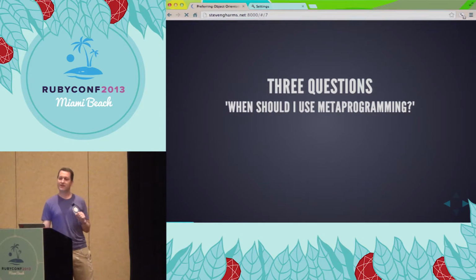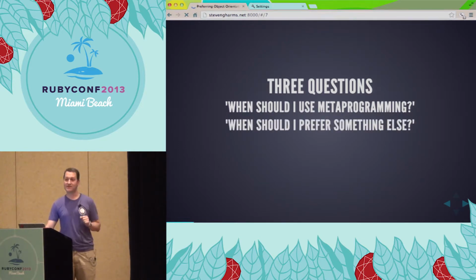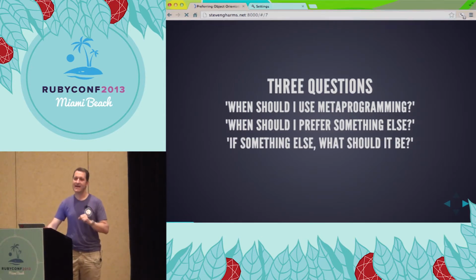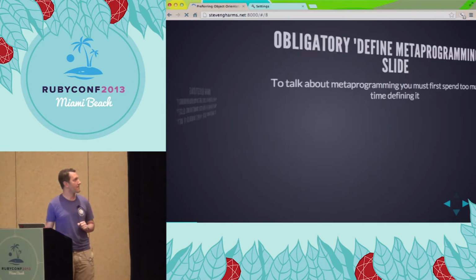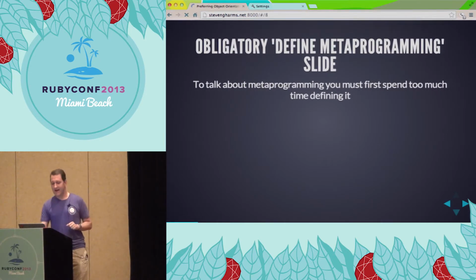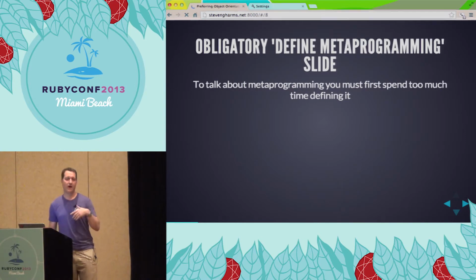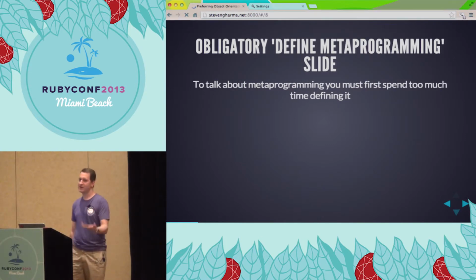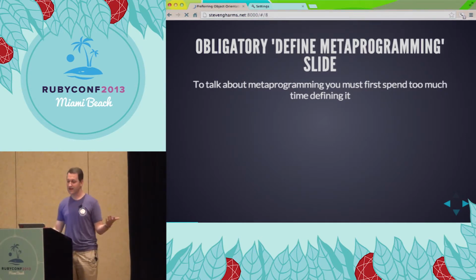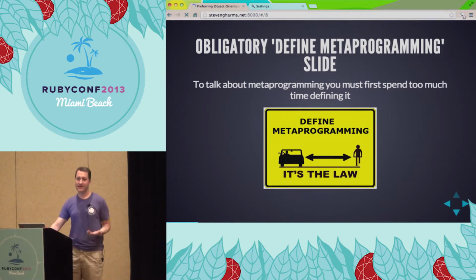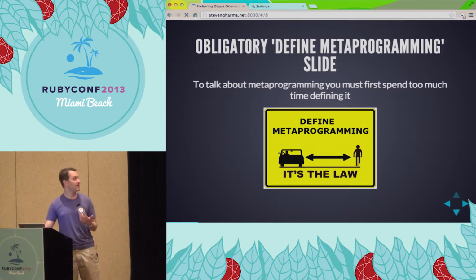The first question is, when should I use metaprogramming? The second is, when should I prefer something else? And if something else, what is that something? Regrettably, every time you talk about metaprogramming, you have to define it first. Ruby Rogues number 12, Ruby Rogues number 80, my talk in 2011, you always have to define the terms, or else you're liable to get cited and kicked out of RubyConf to come.